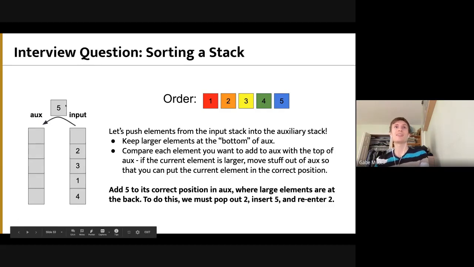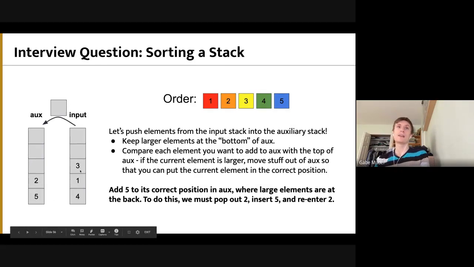Well, the way we can do that is we can do this switching thing. We can move 2 from aux into our input, and that will free up room for 5, right? Now we can put 5 into aux, and then we can go back and put 2 into aux. And now we have a sorted stack of our first 2 elements of our input.